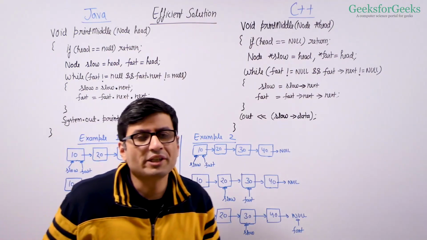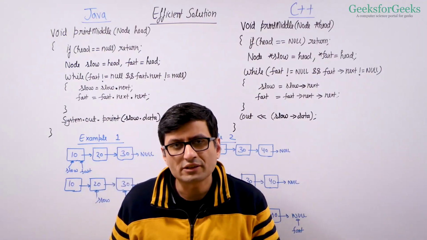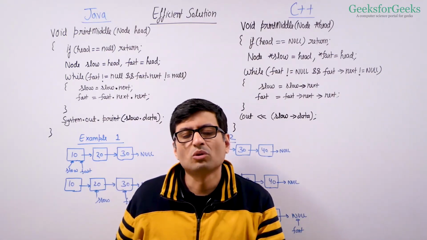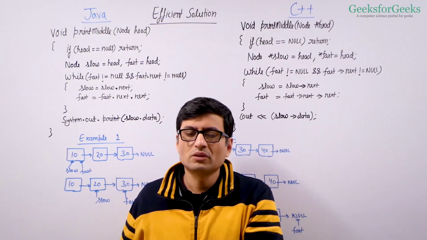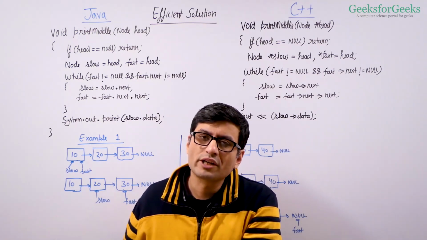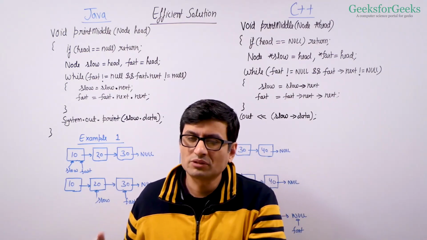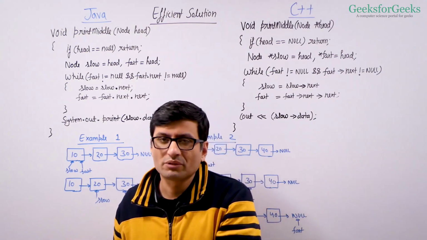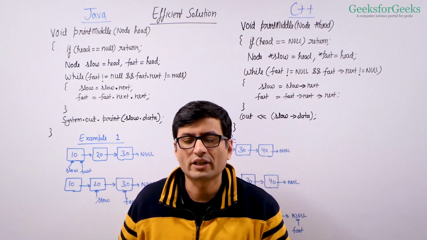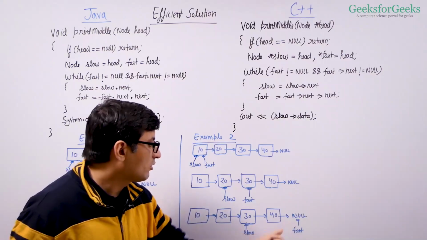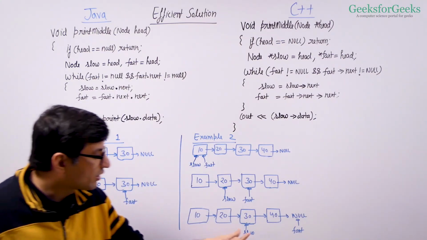So what we do in the implementation is we maintain 2 pointers or references, slow and fast. Both of them begin from head, and we move both of them this way. Fast moves 2 nodes at a time and slow moves 1 node at a time. When fast becomes null or fast next becomes null, we stop. And when we come out of the loop, we print the slow data, right? Because when fast becomes null or fast next becomes null, at that point, slow is referring to the middle node.